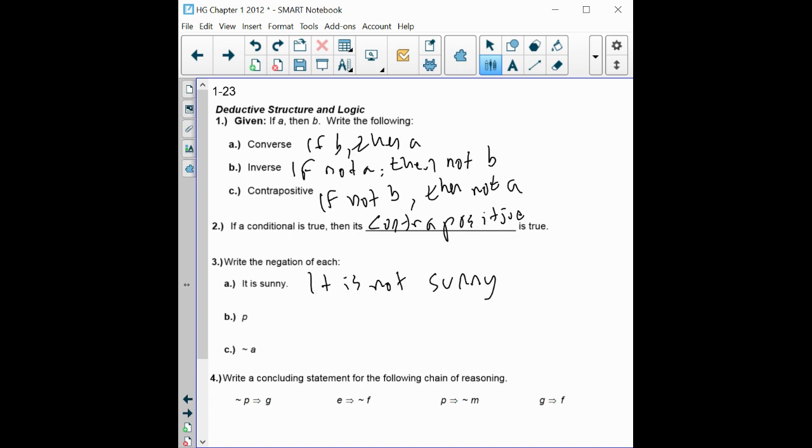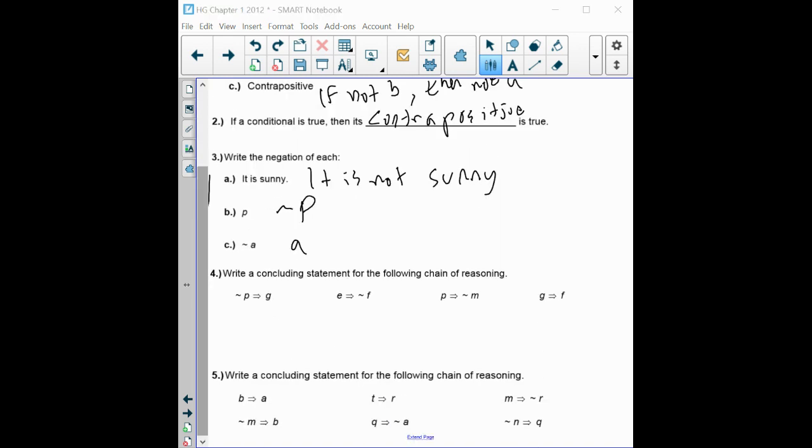If you have just P that we're trying to negate, with logic we use the tilde and then say P. This little symbol here, the squiggle, means not. You can see here in C, it's saying not A. Well, if you were to put not in front of that, you'd have two nots. And whether you're talking the English language or just math, two negatives make a positive. So if you're saying the negation of not A, you're talking A.